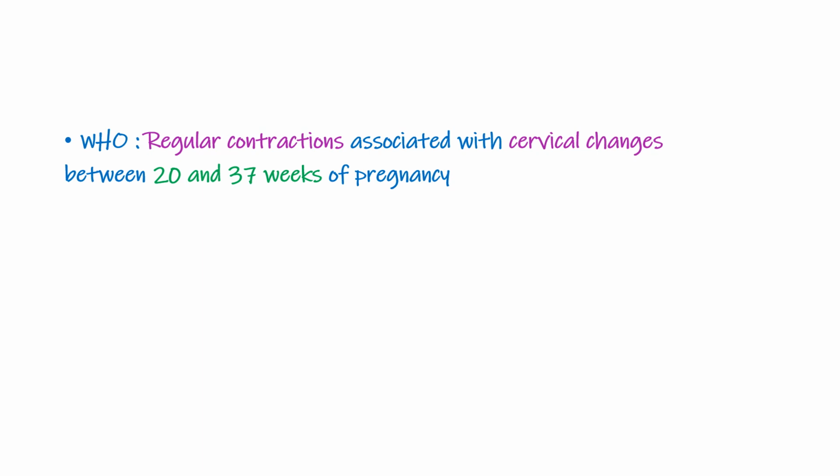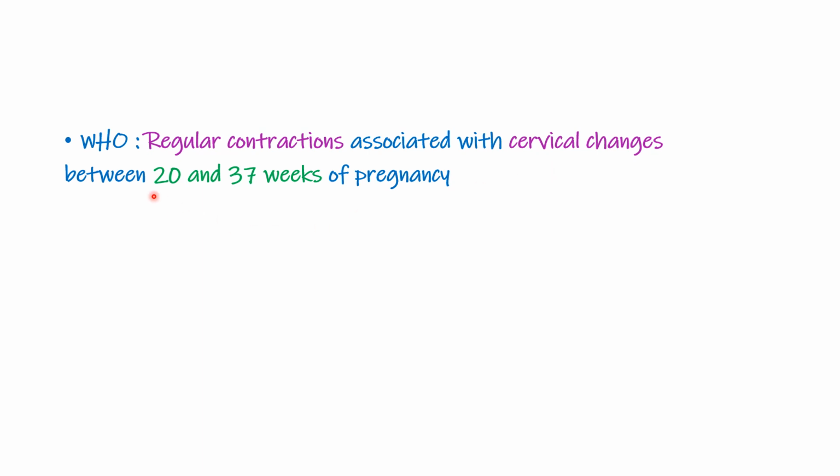Today we are going to talk about preterm labor. The WHO definition of preterm labor is when we have regular contractions which are associated with cervical changes. These two characteristics must be present for you to define preterm labor. So you must have regular contractions and you must have cervical changes, that is the dilatation and effacement of the cervix.